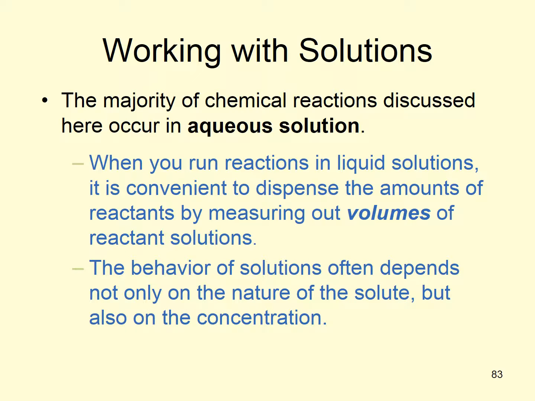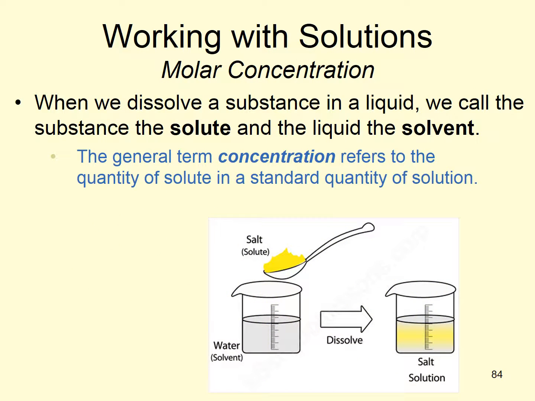We know that the behavior of solutions often depends not only on the nature of the solute, but also on the concentration. First, let's talk about what is a solution. I think we mentioned this earlier, but we always dissolve one substance in another substance. So it's usually a solid dissolved in a liquid, or a liquid in a liquid. But the thing that we're dissolving is the solute, and the liquid that we're dissolving in is called the solvent, and together they make a solution. So you can see below, if we're trying to make a salt solution, then water is the solvent, salt is the solute, and together we have the solution.